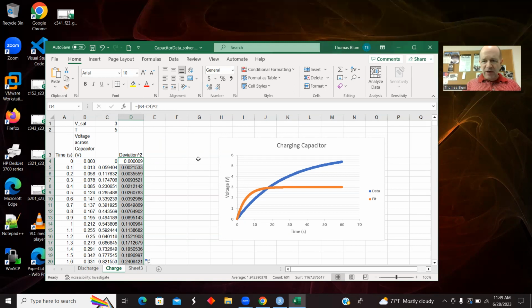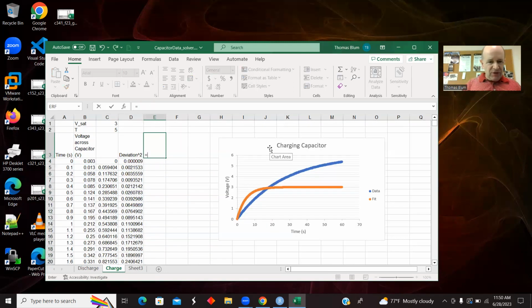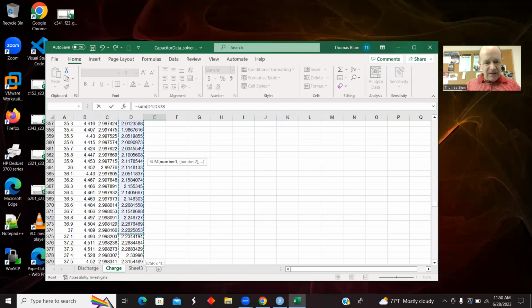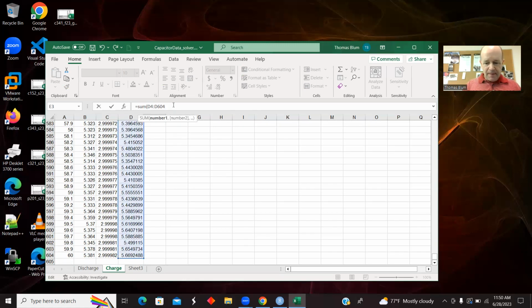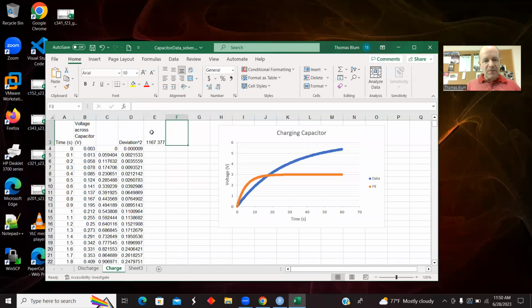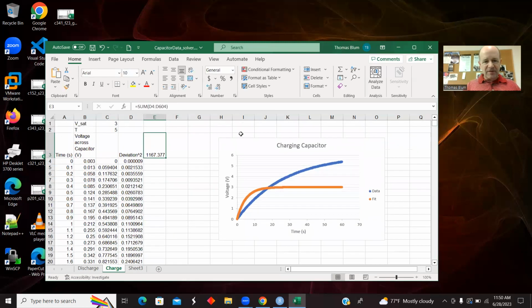So that is, for each point, a measure of the error for that point, but we want a simpler thing that takes care of all the points, so I'm just going to sum all of these. Again, they're squared, so these are all positives, no negative signs in sight. I'll pick some cell in Excel, up here near the top, and sum all of these deviations squared. Okay, so there is the sum of the squares of the deviations.